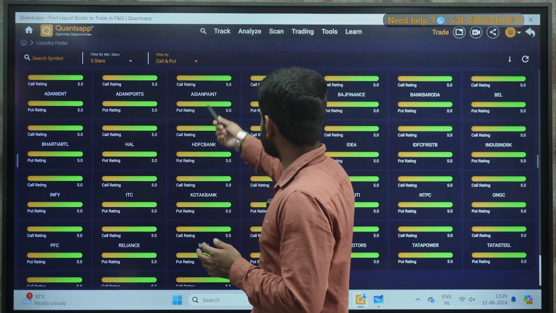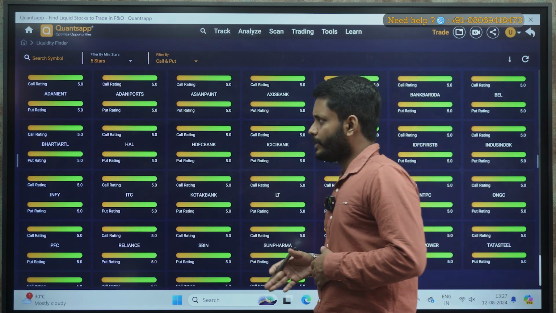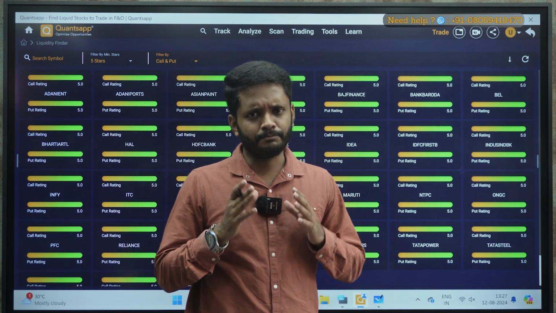Just now we saw this Asian Paints. You can go and check out any stocks out of this. These are liquid enough and you can definitely trade on these stocks as well. So I think this is a very simple concept.